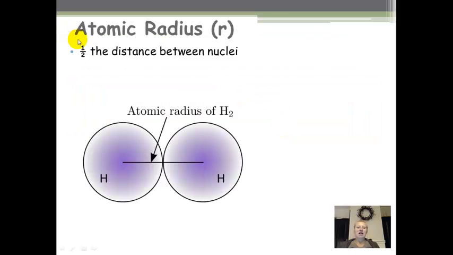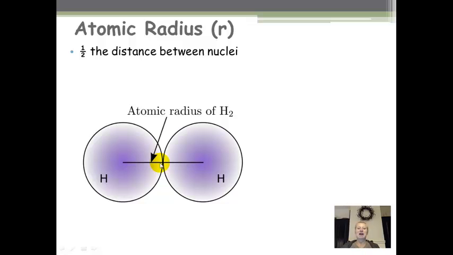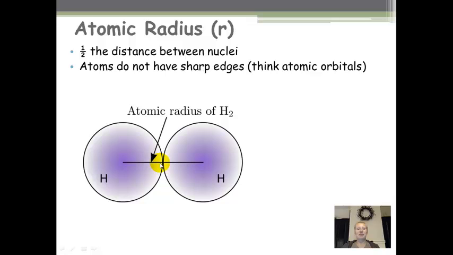The atomic radius is half the distance between nuclei. So for example, if this is a hydrogen atom and we draw a circle representing the outermost edge of the hydrogen electron cloud, and remember hydrogen is diatomic, it can bond to another hydrogen. Half the distance between these 2 nuclei that are bonded together, so half would be from here to here, that is the atomic radius of a hydrogen. So it's measured using the distance between bonded nuclei.